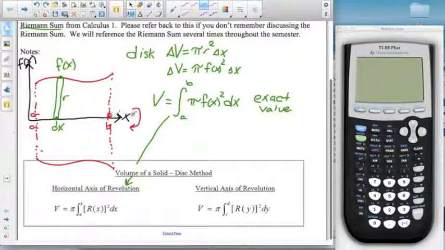Notice that when we have a horizontal axis of revolution, we have a delta x along the horizontal axis. So we need a function that is written in terms of x to match our differential expression dx. If we have a vertical axis of revolution, where we would revolve it around the y-axis or a vertical line, then we're going to have to rotate our incremental volume, which means we need a function in terms of y, and we need a differential expression in terms of y.